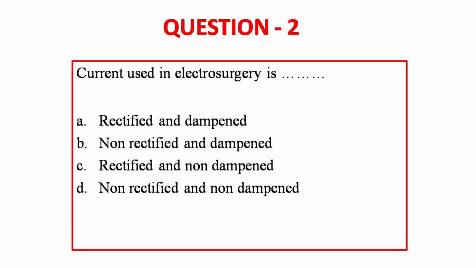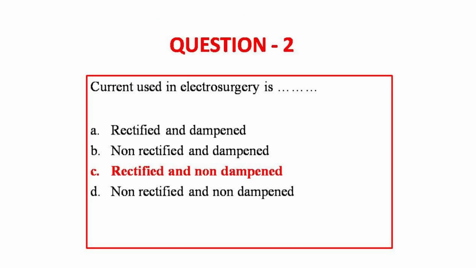So moving on to question number 2. Current used in electrosurgery is, they've given 4 options: rectified and dampen, non-rectified and dampen, rectified and non-dampen, and non-rectified and non-dampen. The answer is rectified and non-dampen.